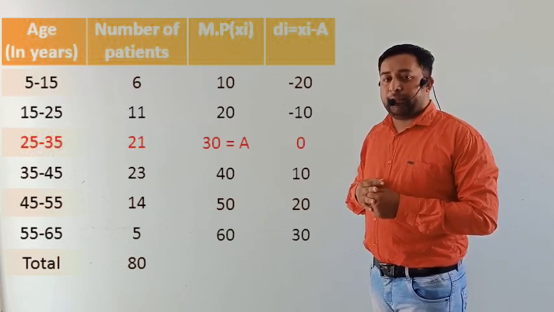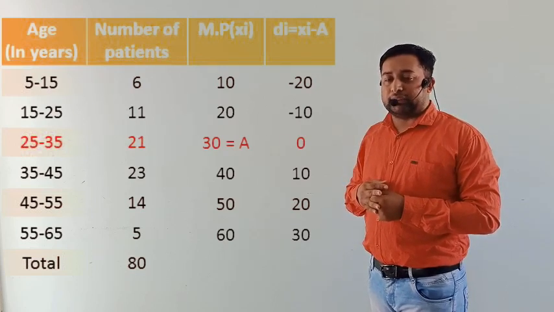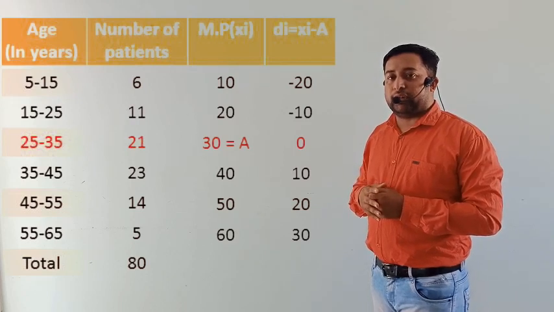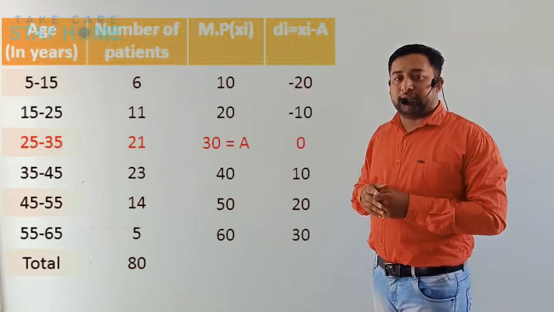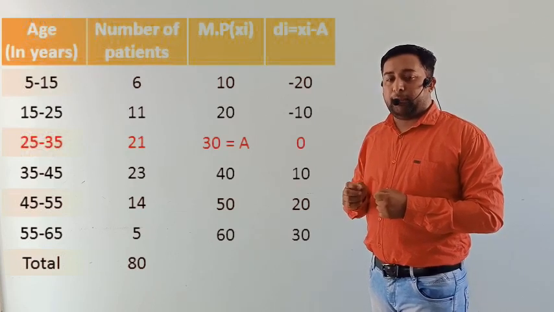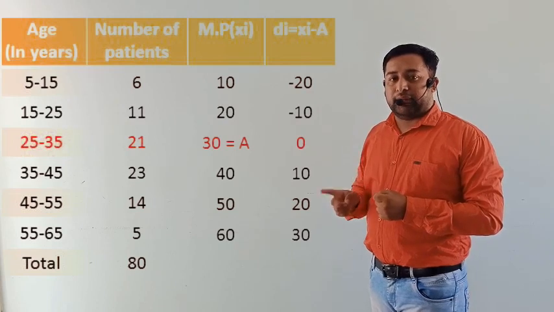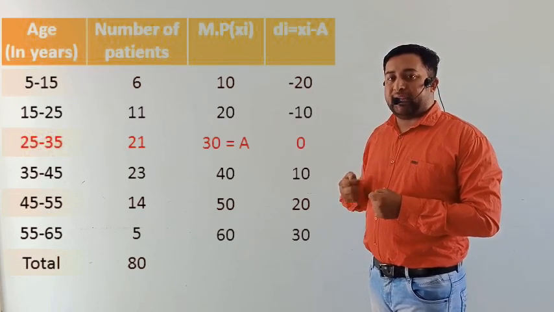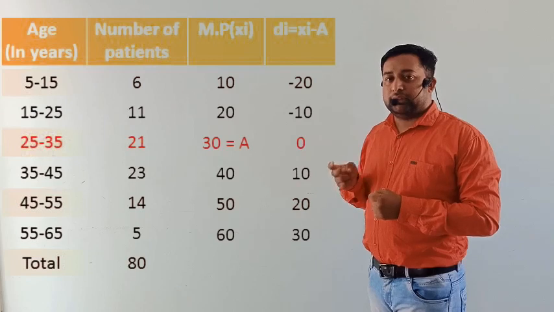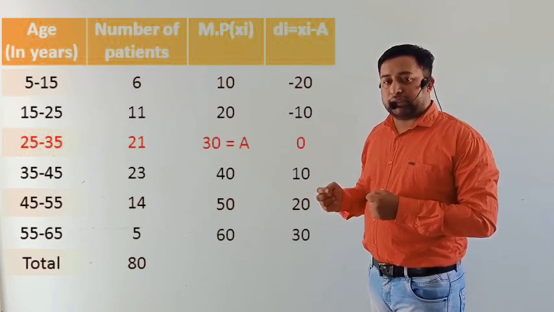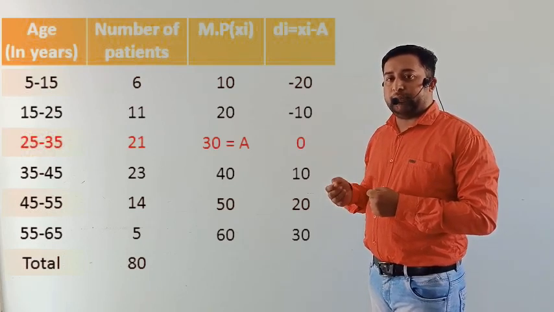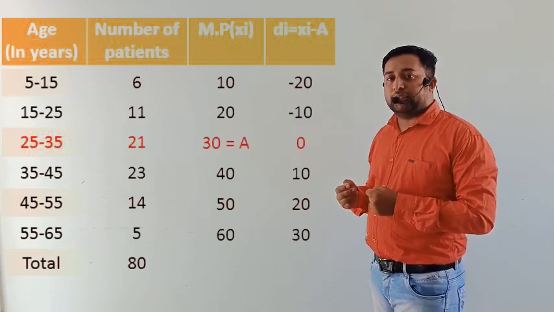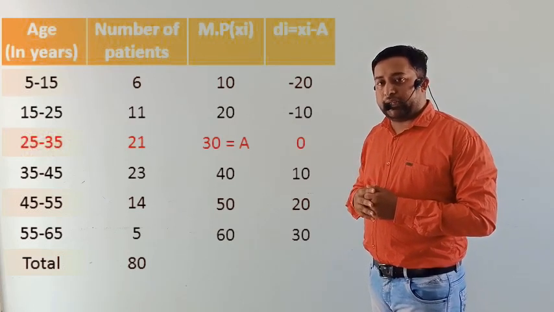I need to assume a mean, so I am assuming 30, which is in our third row as our a. So di is equal to xi minus a. In the first row, 10 minus 30 is minus 20, 20 minus 30 is minus 10, 30 minus 30 is 0, 40 minus 30 is 10, 50 minus 30 is 20, 60 minus 30 is 30. So I got my di.